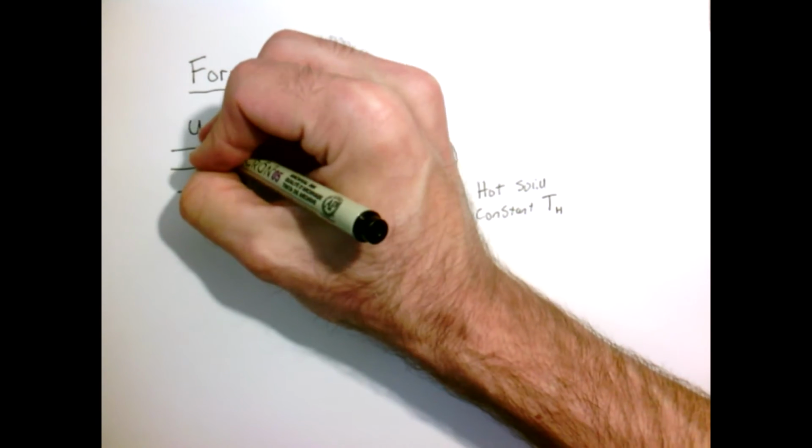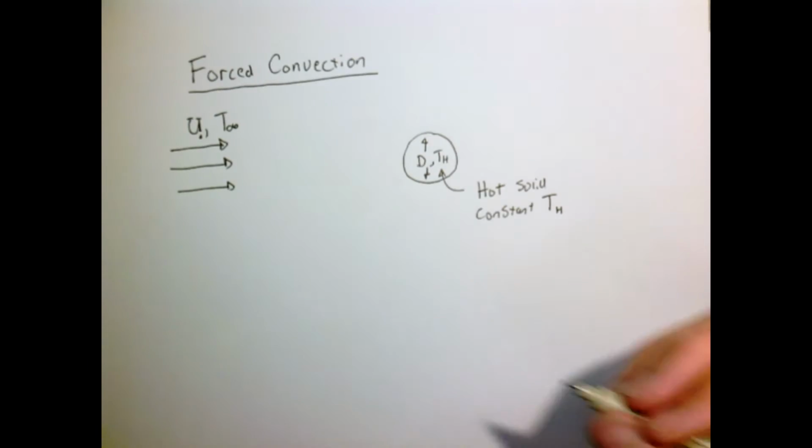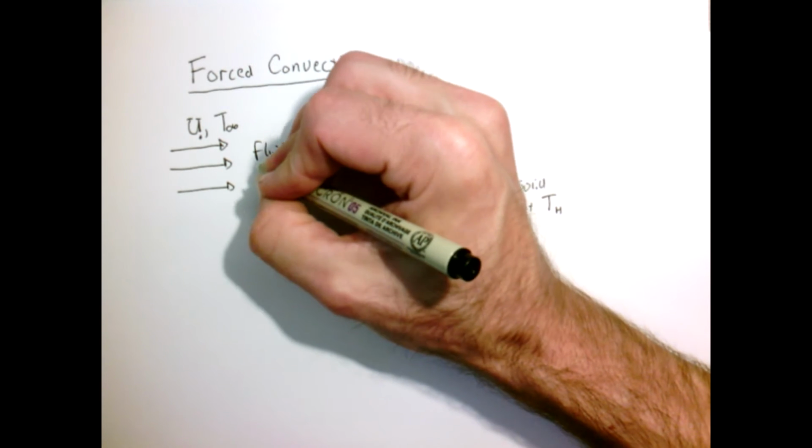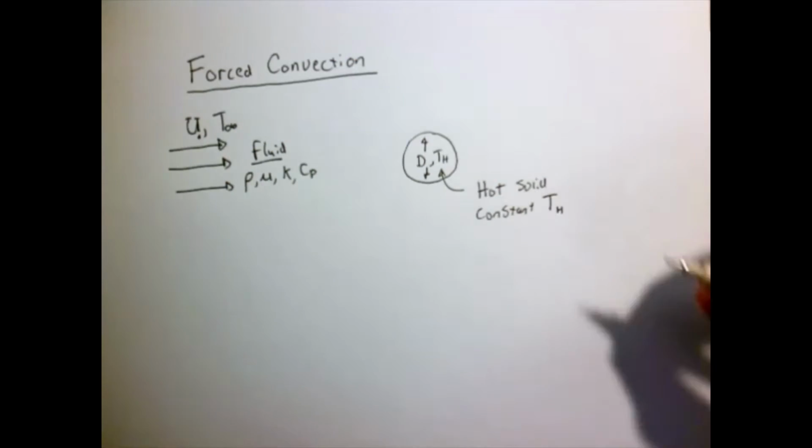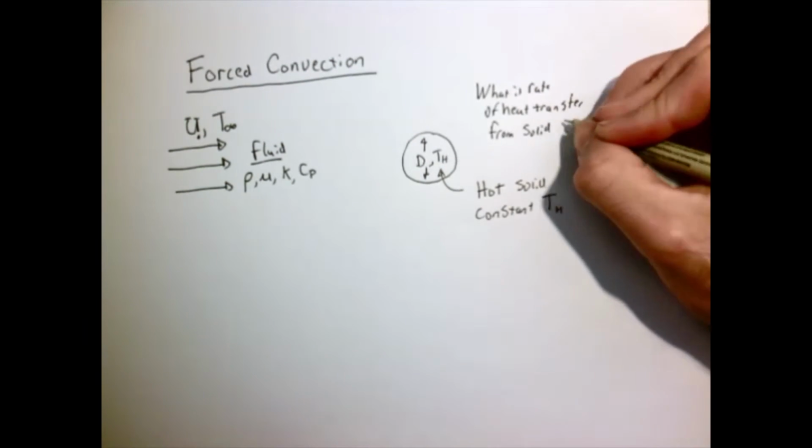And there's going to be a velocity u naught, which is flowing at the fluid. And the fluid's going to have properties: density, viscosity, thermal conductivity, and specific heat, which we know. What is the rate of heat transfer from the solid to the fluid?